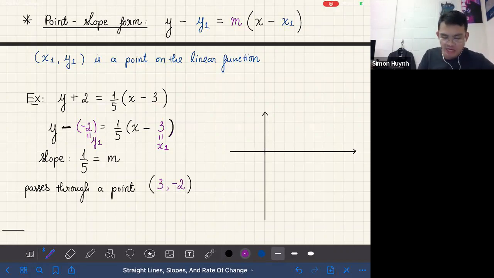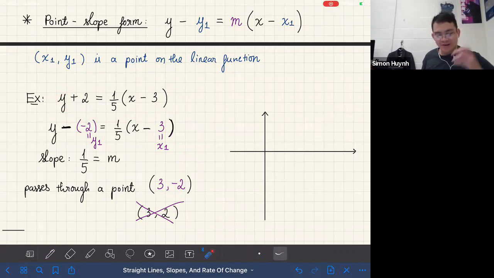It would have been a mistake if at first we didn't rewrite the equation this way and thought that the point is 3, +2 or something like that. So this would have been an incorrect answer. But 3, -2 is a point on this function. And we can also test it out by plugging x equal 3 into the original function and solving for y and see if we get -2 or not.